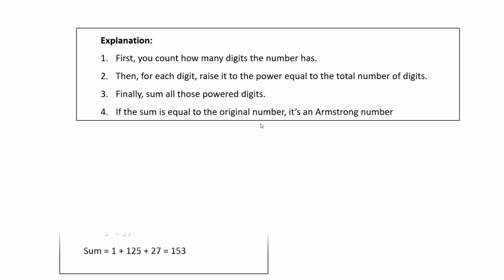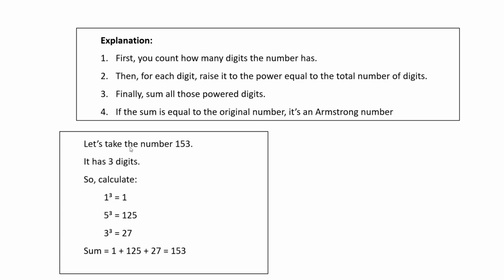Let me take one example. Let's take the number 153. This is our number. It has three digits, as you can see here: one, two, three. So first of all, you have to calculate the power of each digit. How many digits do you have? One, two, three. And the number is 153. One power of three, then five power of three, and then three power of three.